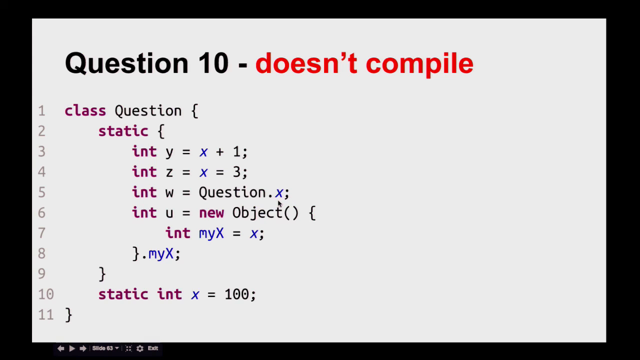You also are allowed to do it if you don't refer to the variable by its simple name. So question.x is perfectly fine, and y equals x is not fine. But you use the partially qualified name there, and that's fine. So what is the value of x, been initialized to 100 at that point? Yep, you would get x equals 100 at that point, w equals 100 at that point.